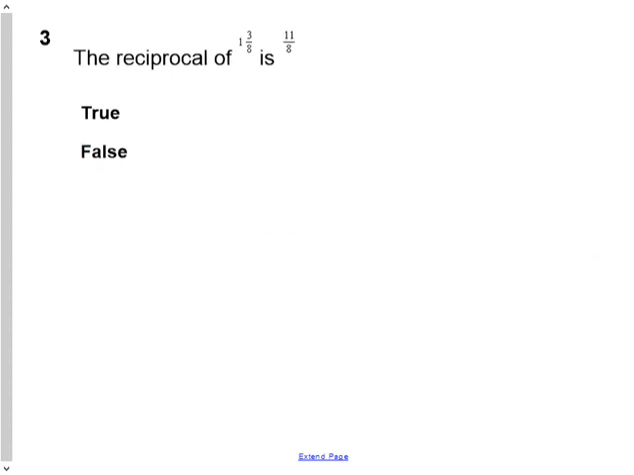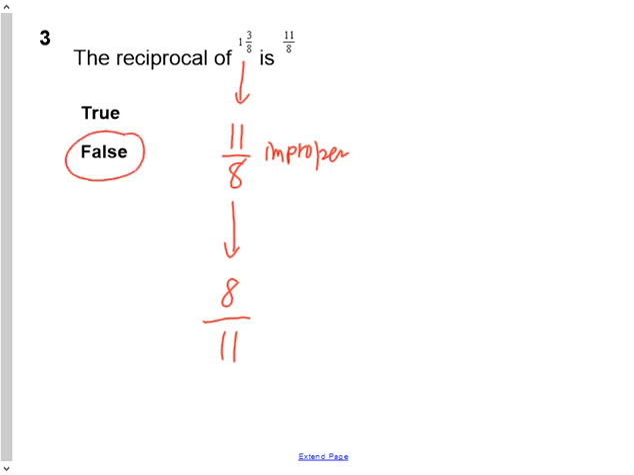Question 3, the reciprocal of 1 3/8 is 11/8. Well, in order to figure this out, you cannot examine a mixed fraction as a reciprocal, so you've got to change this to 11/8. This is the improper version of 1 3/8, and the reciprocal would therefore be the flip, where you swap the numerator and denominator, which will be 8/11. And therefore, the answer for this is false. The reciprocal is not 11/8. The reciprocal is 8/11. The improper fraction is 11/8, but not the reciprocal.